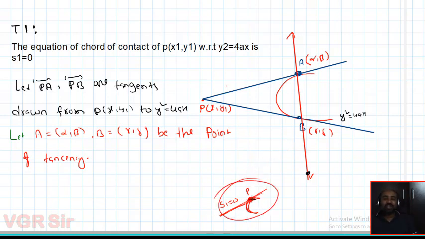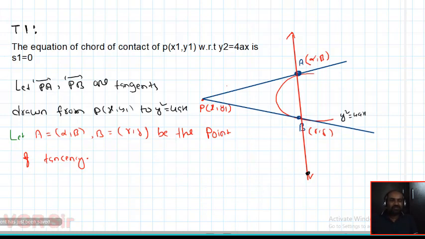P is a point on any conic. Clearly I am showing any conic. I am not saying the parabola. P is any point on the conic. Through that point you can draw a tangent. Equation of the tangent is S1 equal to 0. Already proved in circles. Already proved in parabola. Okay. So I want to use that concept here. Observe here, students.